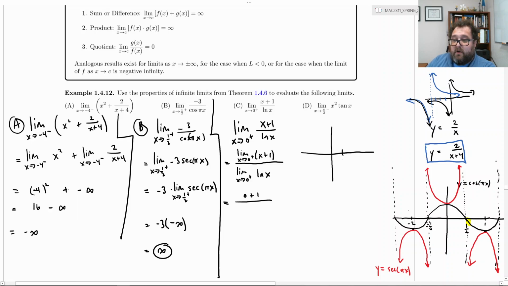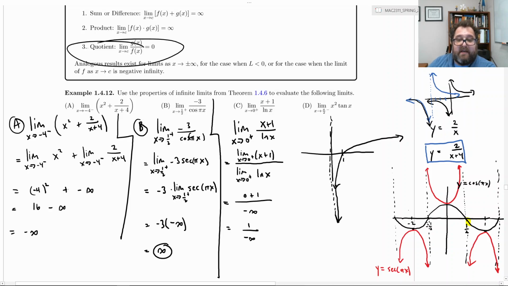The graph of natural log has an x-intercept at 1, and it looks like this. There's a vertical asymptote at the origin, sorry, not horizontal. So what's the limit as we're approaching 0 from the right? Well, we're going down towards negative infinity. In other words, we have finite over infinity, which the quotient property says has to be equal to 0.